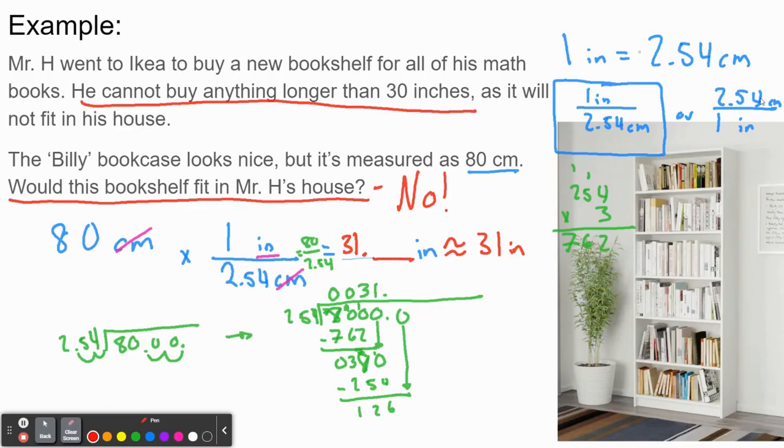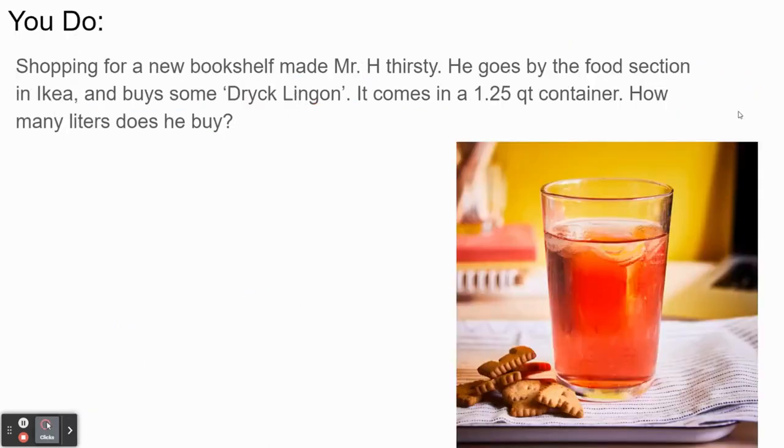Pause the video in case you need to write any of this down before we look at our you-do for today. In our you-do problem for today, we have this scenario. Shopping for a new bookshelf has made Mr. H thirsty. He goes by the food section in IKEA and buys some dricklingon. I have no idea if that's how it's pronounced. Anyway, it comes in a 1.25 quart container. What I'd like you to do is figure out how many liters of the stuff I actually bought.